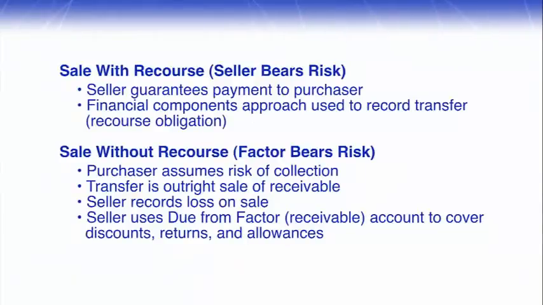Now, there are two common selling situations. The first is a sale with recourse. In a sale with recourse, the seller bears the risk of uncollectible accounts. So if one of the accounts transferred to the factor ends up being uncollectible, the seller has to make good on that to the factor. The second situation is the sale without recourse. In that case, the seller is completely relieved of any relationship with the receivables, and the factor bears the risk of uncollectible accounts. Now, let's take a look at an exercise to illustrate these concepts with respect to the sale of receivables.